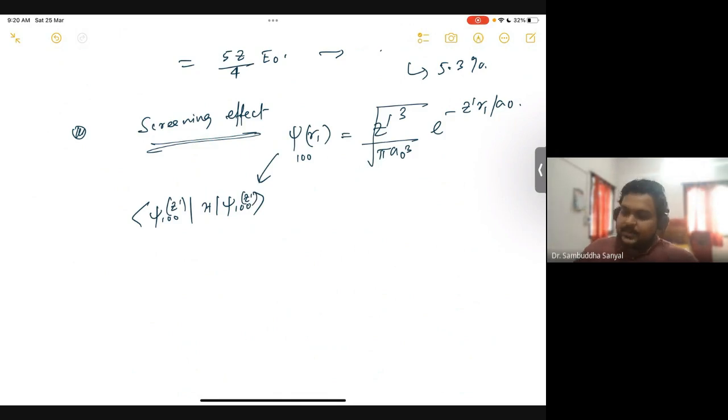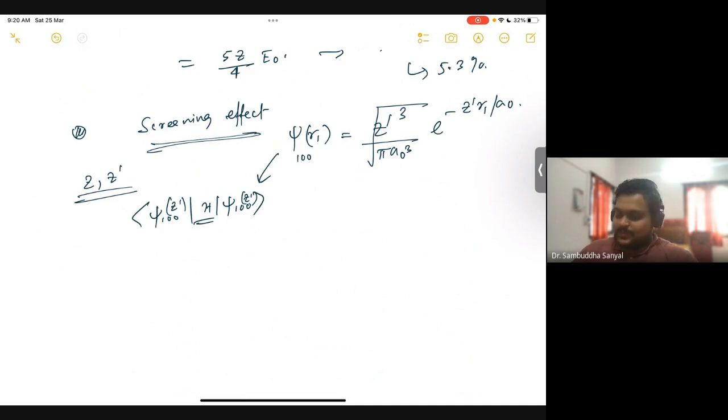So notice now there are two parameters: one is Z, another is Z prime. Z prime is in psi. H is a function of Z because H is the nucleus; it contains the nucleus charge. But psi has another nucleus charge, which is the nucleus charge it experiences.